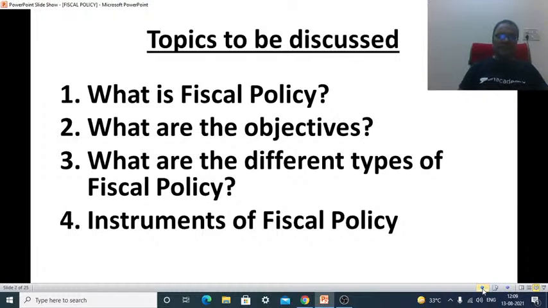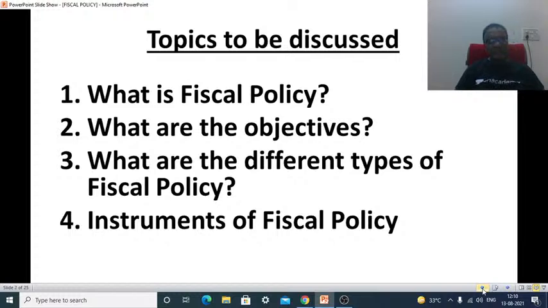So when it comes to the revenues of the government, we broadly divide the revenues of the government into two categories. Please remember, all these questions were asked in our list. They are divided into two categories. What are they? Revenue receipts and capital receipts of the government.